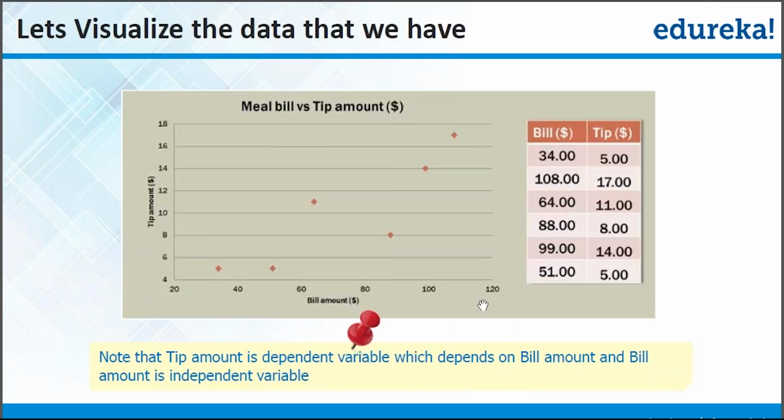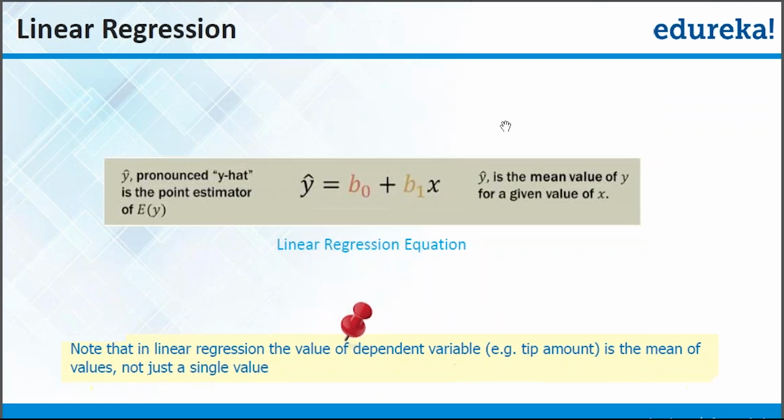Visualize the data again. We have plotted it. This is the bill amount, and this is the tip amount. Correct. So on the same x-axis, we have put the bill amount and here is the tip amount.